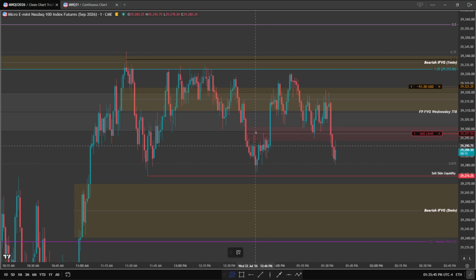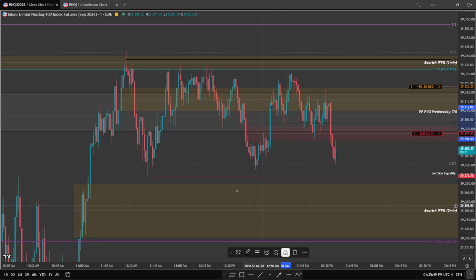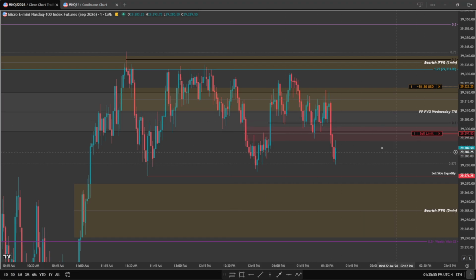Curious to see where this midpoint lies. So I want it to stay below this black line, certainly. Came up and kissed this reclaimed. I'm going for the consequence encroachment because that's also the low of this.